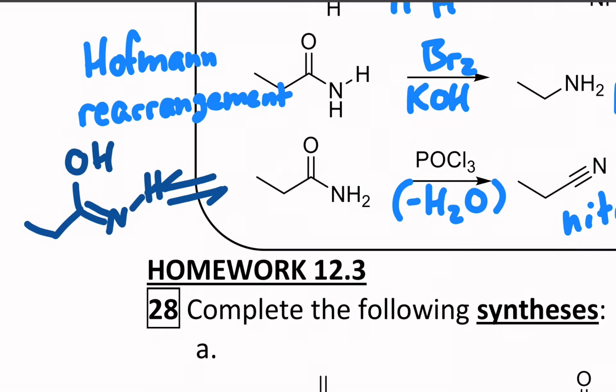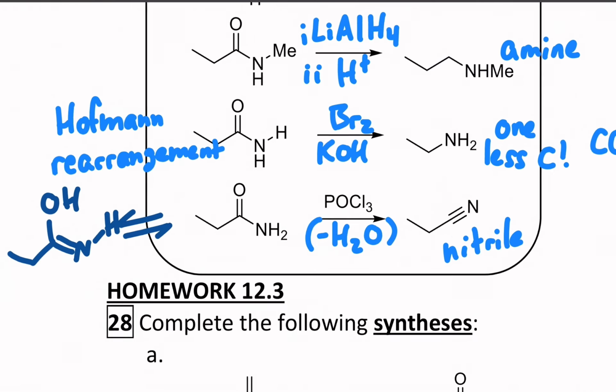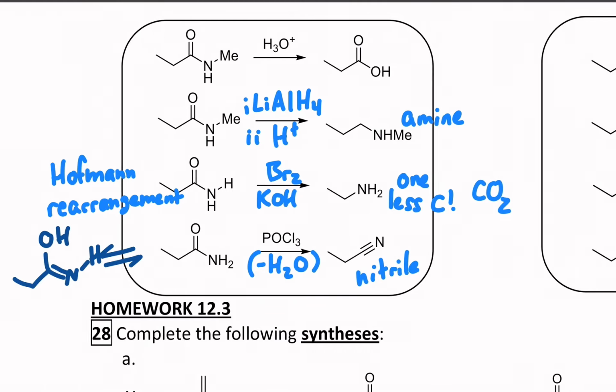POCl3, you should remember, loses H and OH to make an alkene. Here we're losing H and OH from this less abundant tautomer of the amide, and you get an extra pi bond between the two carbons. That's actually sort of how it works as well. We're not going to do the mechanism for that, but that's how you get that nitrile.